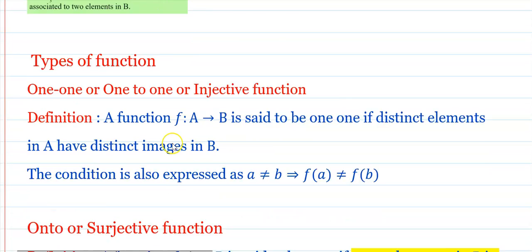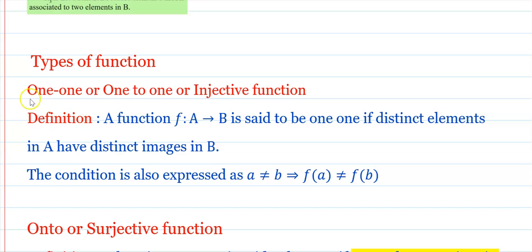Okay, now the next type of function. 1-1, or 1-to-1, or injective function. Definition. A function f defined from A to B is said to be 1-1 if distinct elements in A have distinct images in B. Okay, the condition is expressed as: if a is not equal to b, then the images are also not equal.